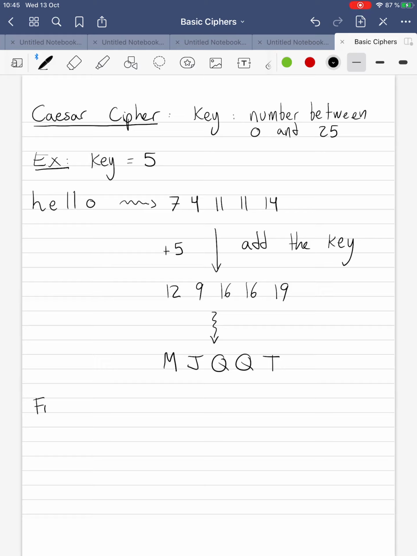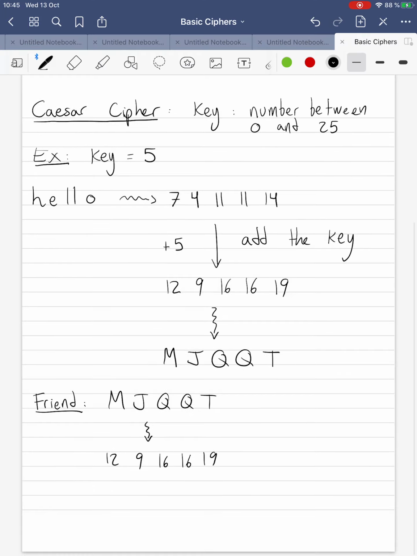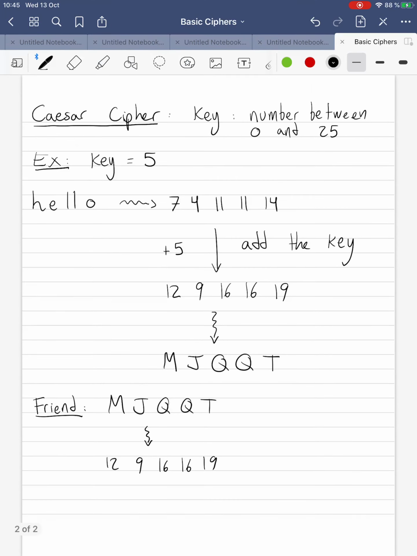So, for example, if my friend gets this message, MJQQT, he has to have the key. Let's say he knows that I use the key 5 to encrypt this. Well, first of all, he just translates this into numbers again. So it's going to be 12, 9, 16, 16, 19. And then to undo what I did, all he's going to have to do is subtract 5.